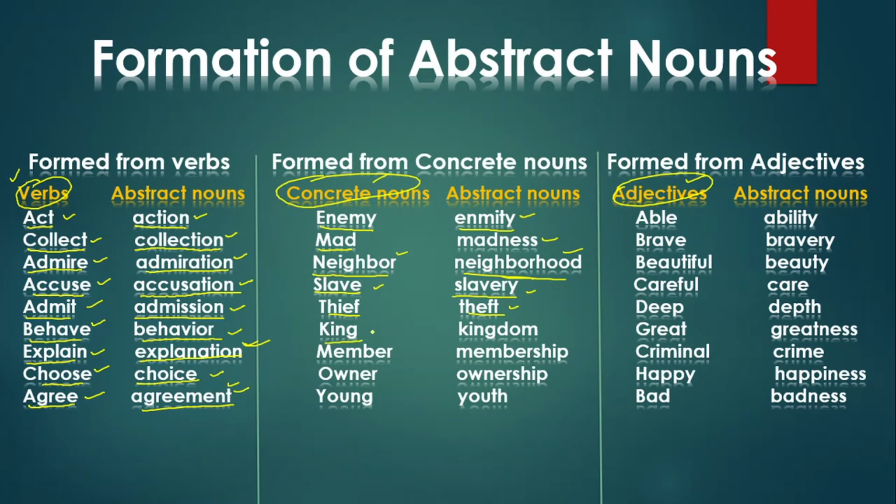King is the person. Kingdom is the name of that state. Member is the person or a part of any department or any team or any gathering. Membership is the name of that action, that person. Honor is the person. Ownership is the name of that state. Young is the person. Youth is the state of young. Clear. So this is how we will be making sentences, then it will be clear.